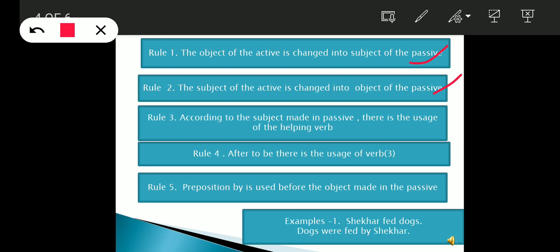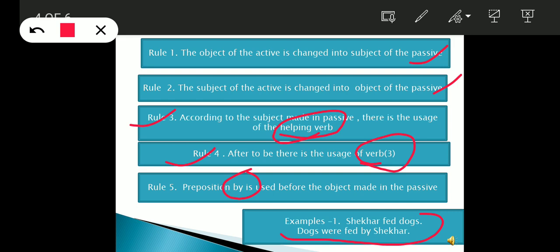Now, let's discuss rule number 4 first. In passive voice we always use the verb's third form, always remember. Now rule number 3 says we have to decide the helping verb also. And we use by before that object in passive voice.